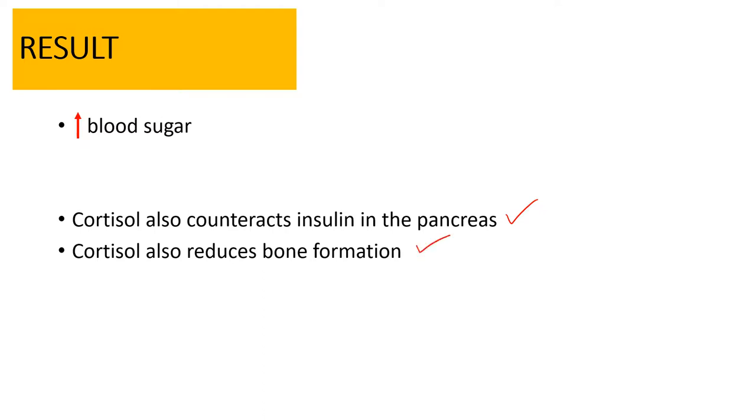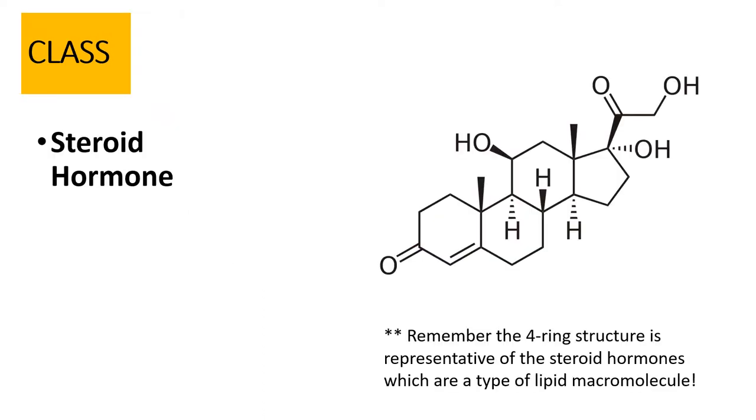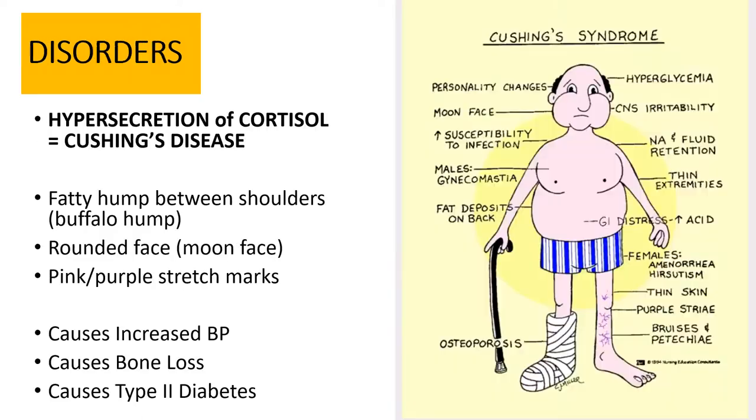Cortisol also reduces bone formation. So we'll see what that leads to here in just a second. It is a steroid hormone. It kind of sounds like a steroid hormone, right? Cortisol kind of sounds like a steroid hormone. So it has that 4-ring structure that we're familiar with anytime we talk about steroids.